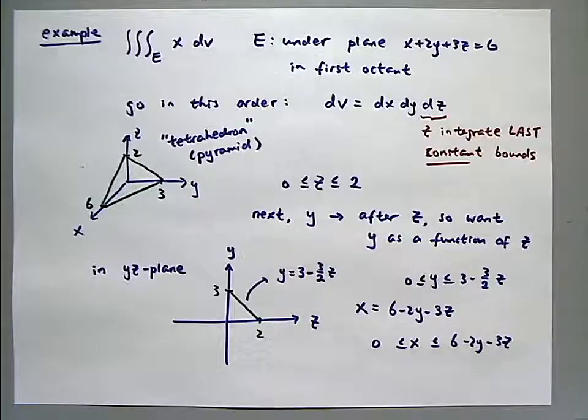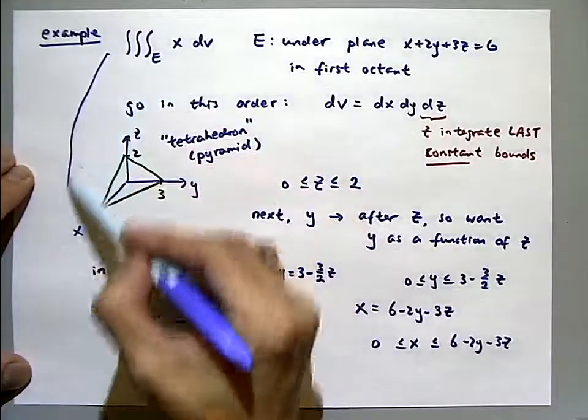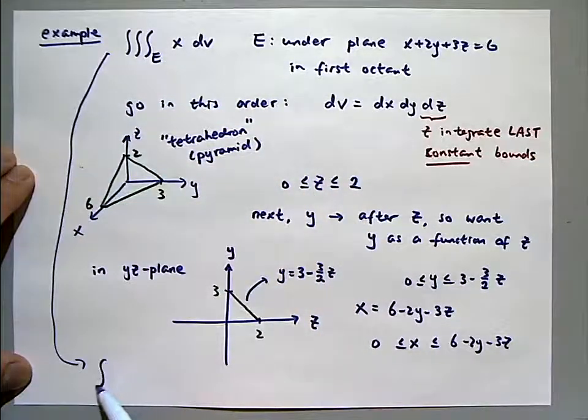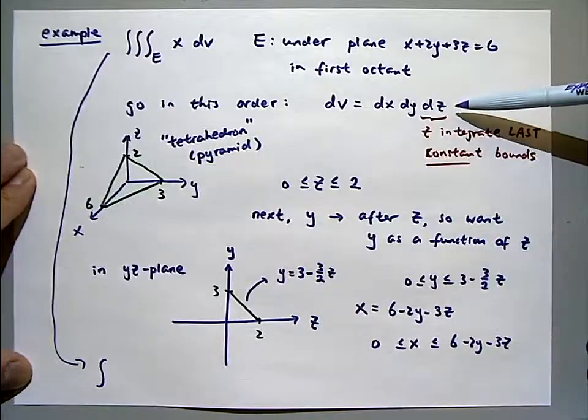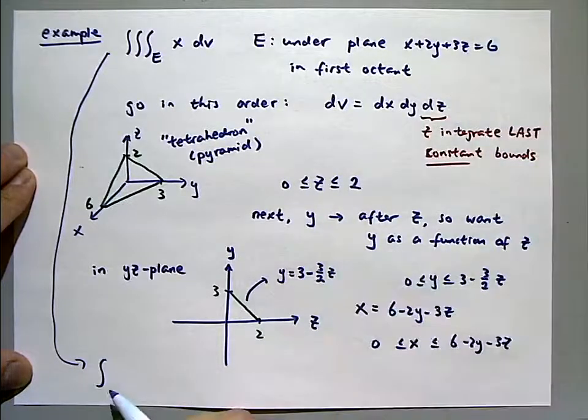So far, so good? Good. Now we can put this whole integral together. The simple bound happens last. We know that already. 0 to 2.